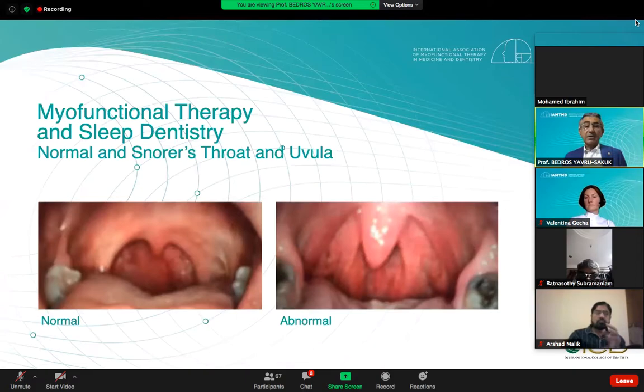Here, on these pictures on the left side, you can see the difference between the normal throat, where you can see the uvula and the throat and the retropharyngeal area. And on the right side, it's the throat of a snorer with a much bigger uvula, and the throat is partially obliterated.